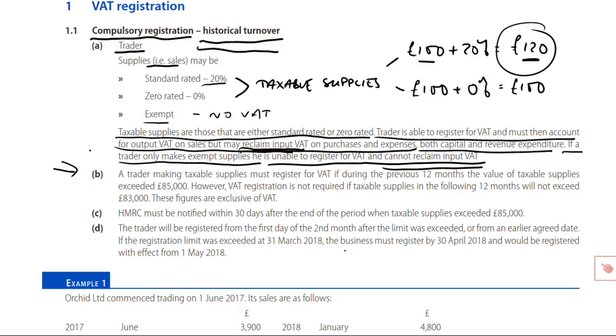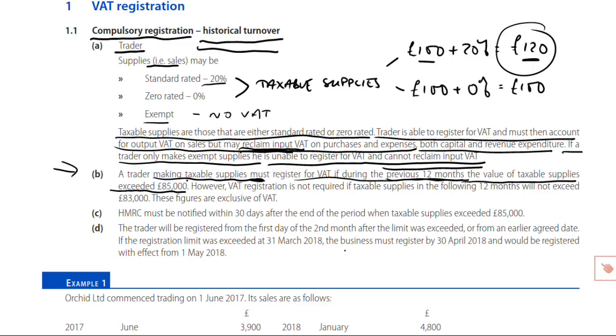How far back? Well, here in Note B, we can see what we do. A trader making taxable supplies, again, has to be making taxable supplies to be able to register for VAT in the first place. Then, depending on the level of those taxable supplies, that will determine whether compulsory registration takes place. So here, must register for VAT if during the previous 12 months, at any month end, we count back to see whether the value of those taxable supplies has exceeded £85,000.